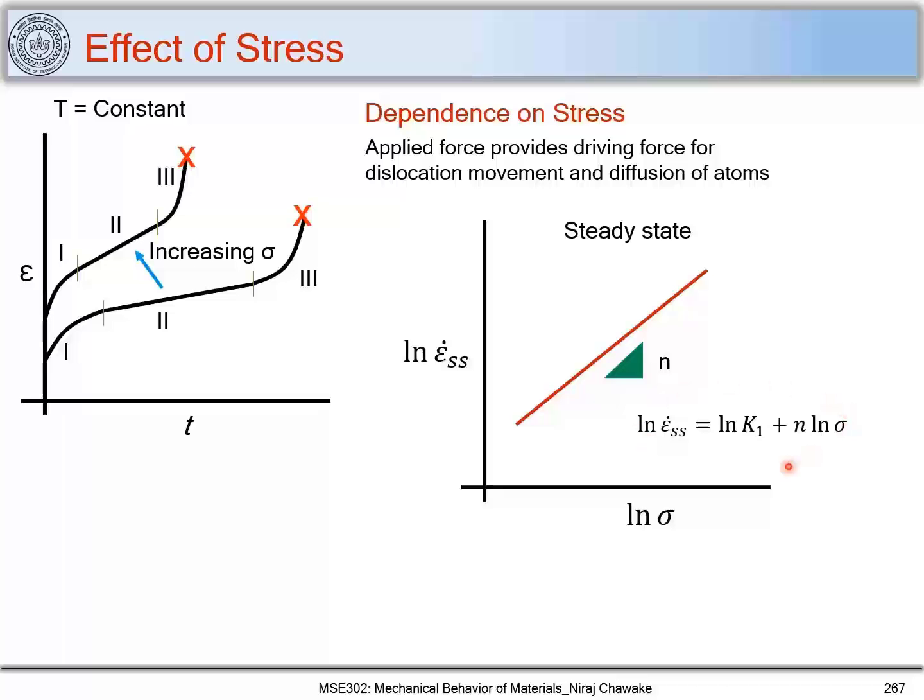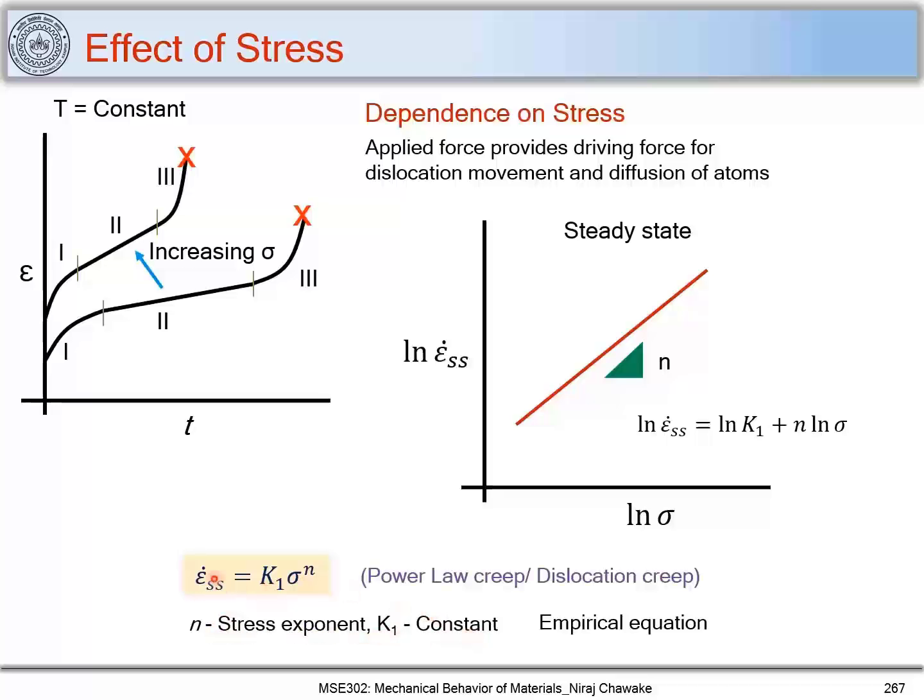Now, if you consider this relation, we can write it in this format, where the steady state creep rate is equal to k1 sigma to the power n, where n is the stress exponent and k1 is a constant. So this is called power law creep or dislocation creep, and this is an empirical equation. What do I mean by an empirical equation? It doesn't have any theoretical backup, or it is not formed using any theory. It is just formed because of some mere practical observation or experimental results.